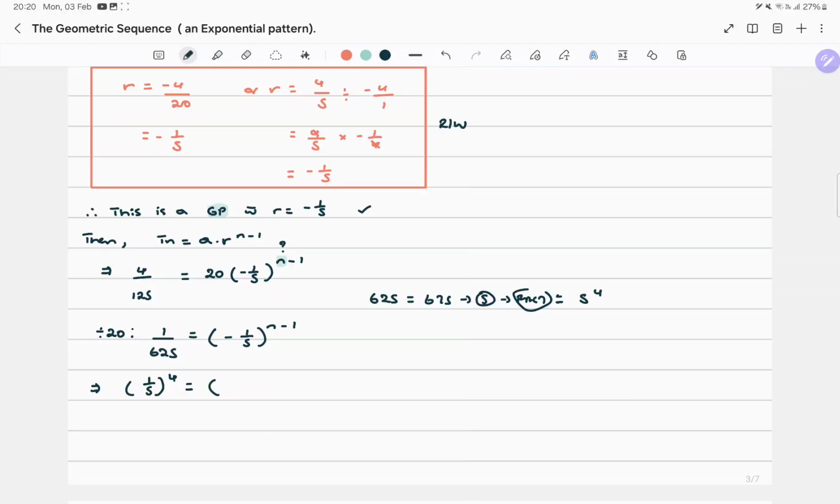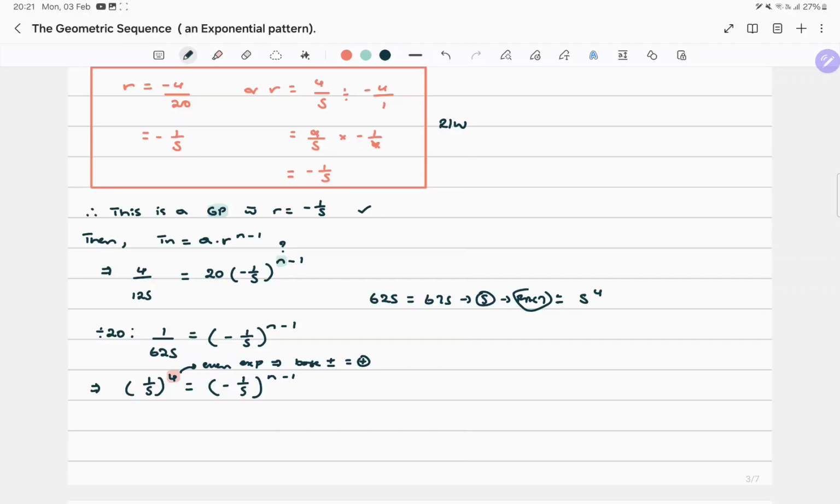This should be equal to minus 1/5 to the exponent n minus 1. Now we have a challenge here. Our challenge is that this base is negative, but that one is positive. But now here's the thing. When the exponent is even, it implies that the base is either positive or negative for the same positive answer.